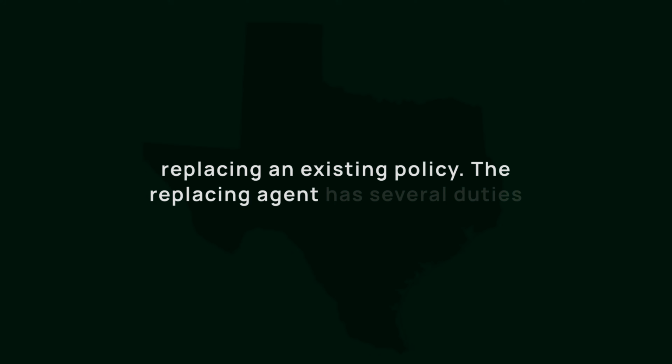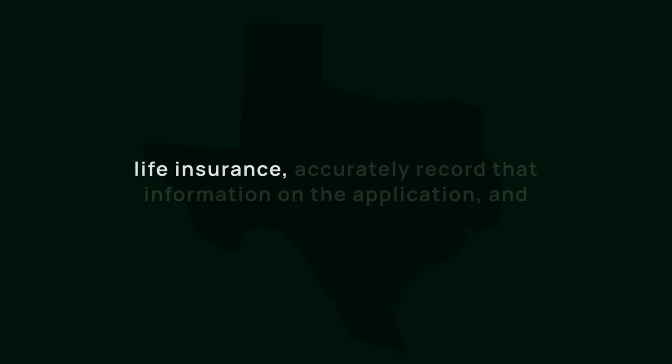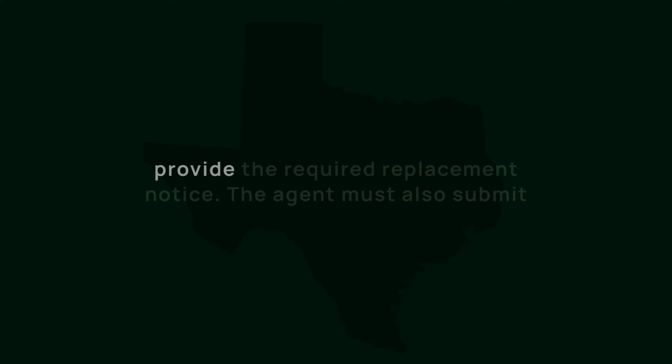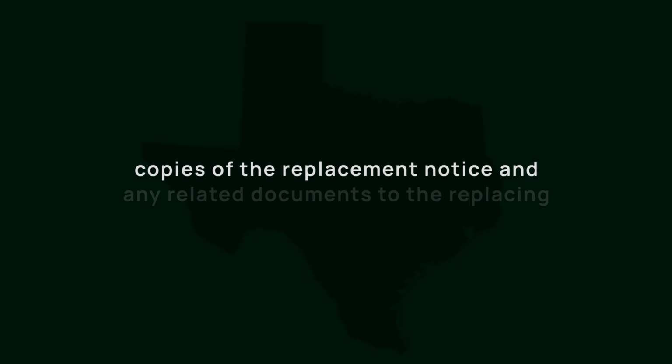The replacing agent has several duties under Texas law. The agent must ask the applicant whether they have existing life insurance, accurately record that information on the application, and provide the required replacement notice. The agent must also submit copies of the replacement notice and any related documents to the replacing insurer.